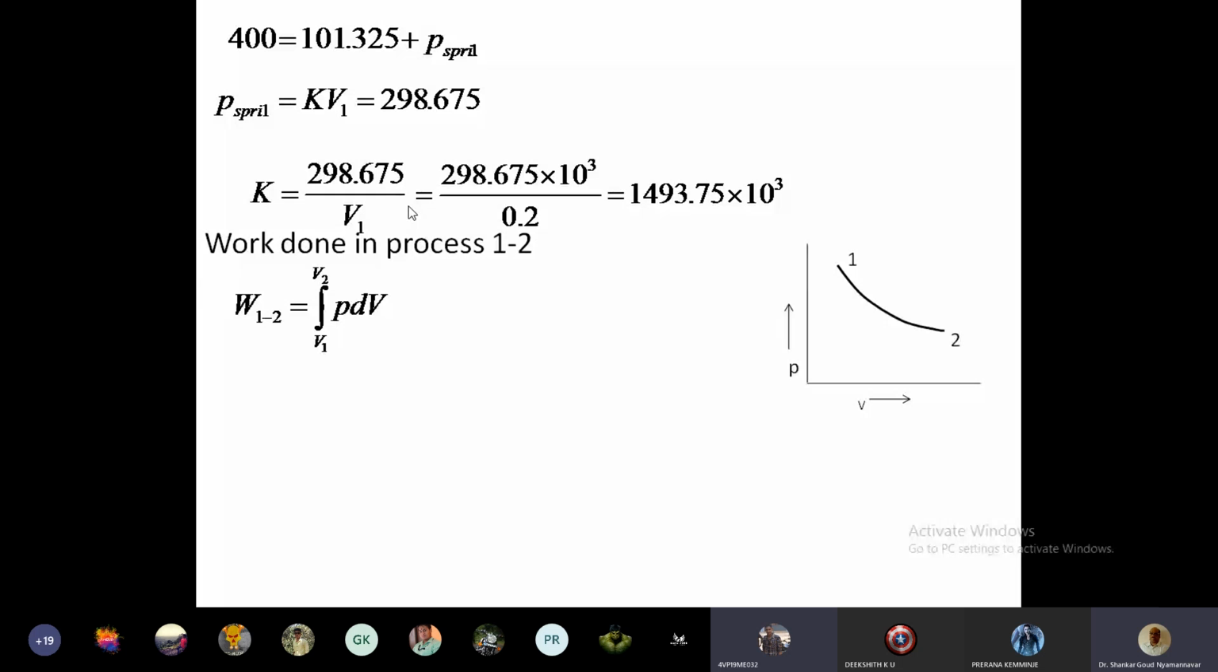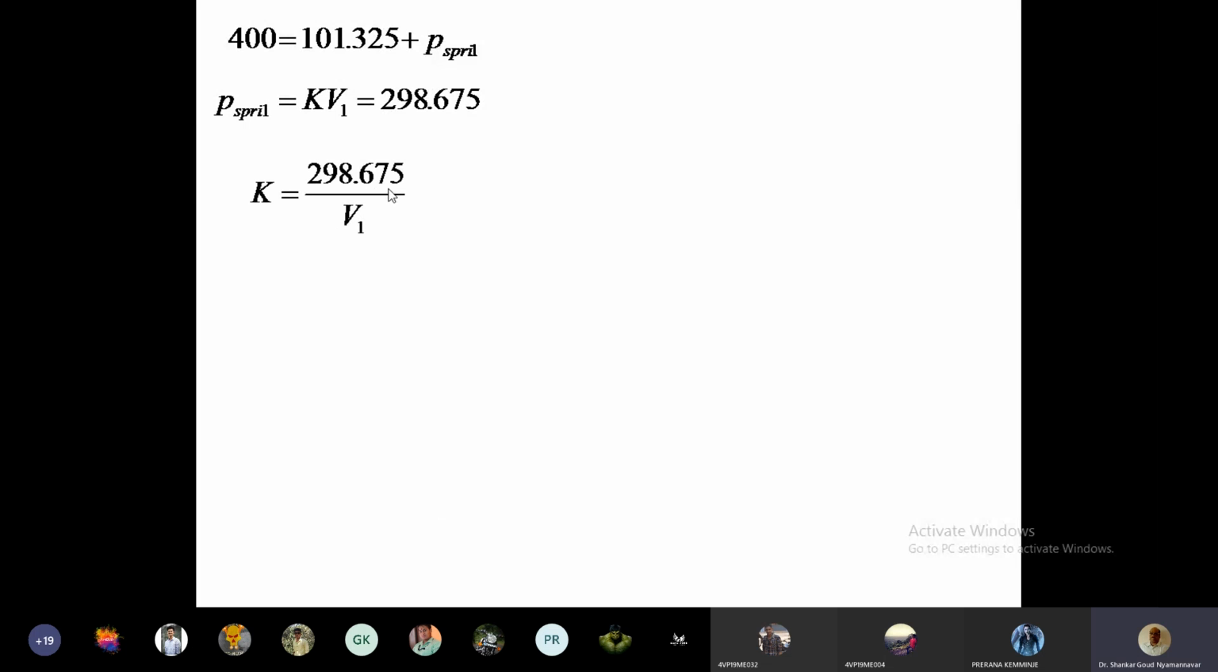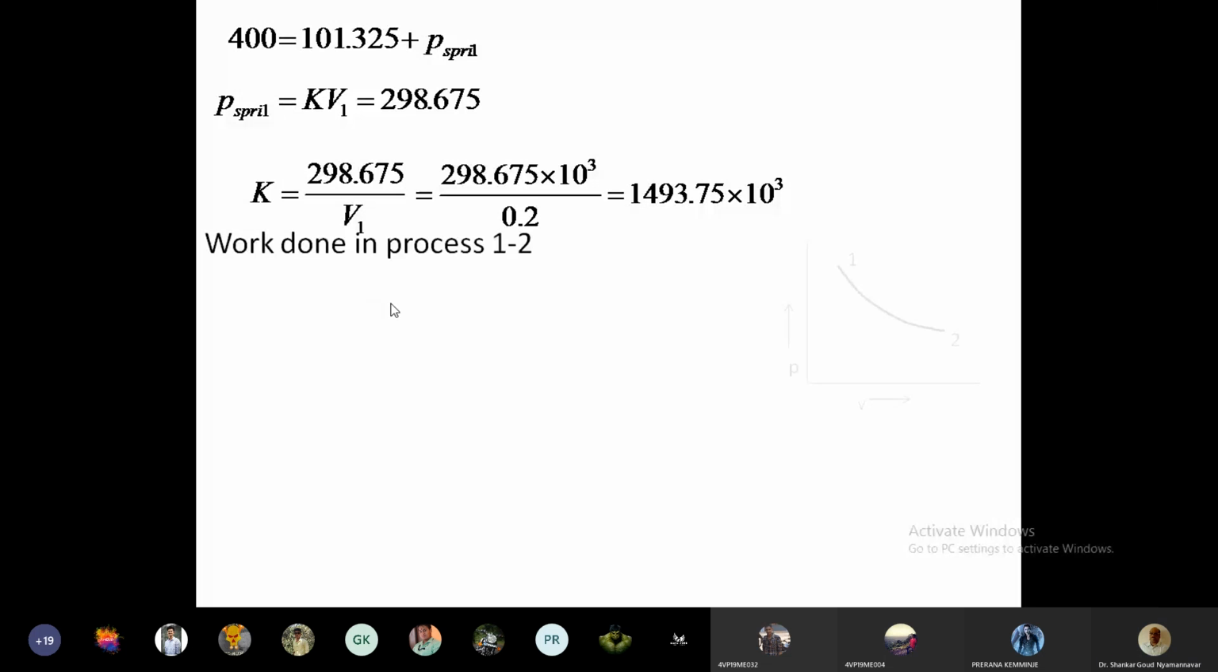Sir, what should we substitute for P here? P is equal to what you showed in the previous slide, no? P is equal to P atmosphere plus P spring, right? P atmospheric is constant, 101. P spring is KV. The K value I have found out here. Substitute this K value there. In place of P, write P atmospheric plus K into V, K is constant, into dV. Do that integration.